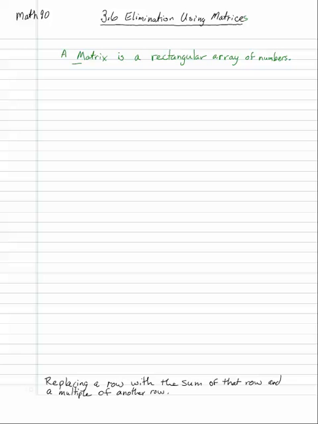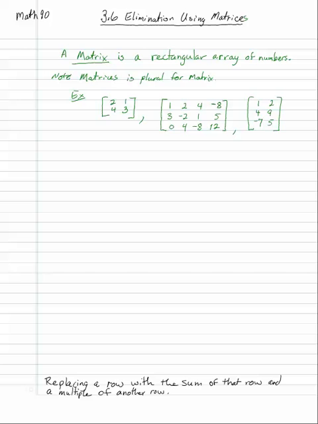So a matrix is a rectangular array of numbers, and just note matrices is plural. Okay, so matrices is just plural for matrix. So a matrix is one array of numbers. So here's some examples. Okay, so we have three matrices here.